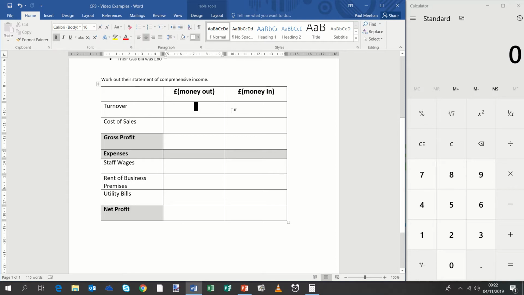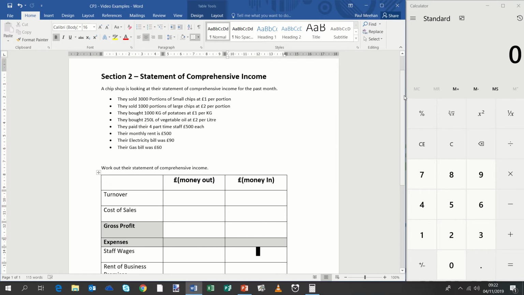You'll notice there's two columns, and this is what confuses people more than anything about this statement. It's the fact that they're trying to work out what goes in each column. A general rule of thumb is that businesses will keep the money in the right hand column. So things that represent money the business is keeping or money that's coming in go in the right hand column, and money they have to spend goes in the left hand column.